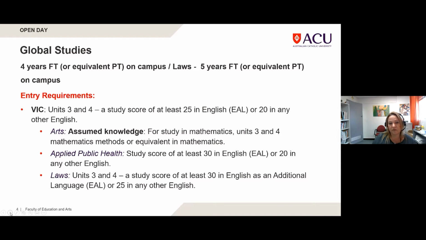And for specific global studies dual degrees, if you were wanting to study mathematics as an elective or a major or minor in the Bachelor of Arts, you need to have units 3 and 4 mathematics methods or equivalent in mathematics. That's from your Year 12 results. For laws, it's units 3 and 4, a study score of at least 30 in English as an additional language, or 25 in any other English, and applied public health, a study score of at least 30 in English or 20 in any other English.